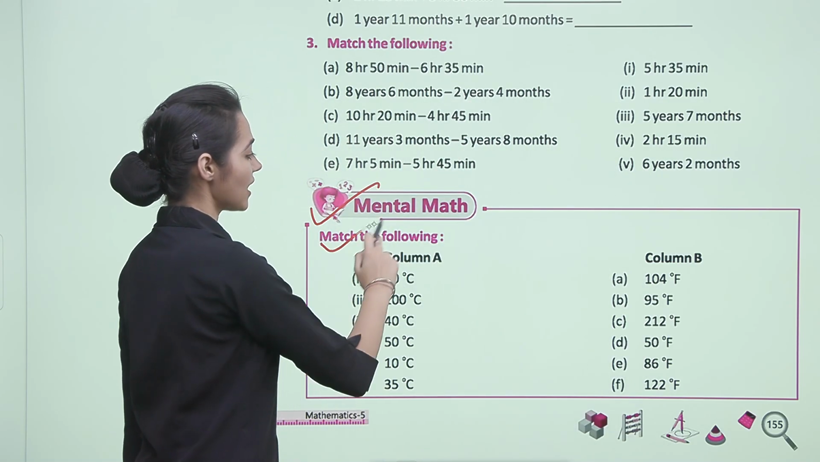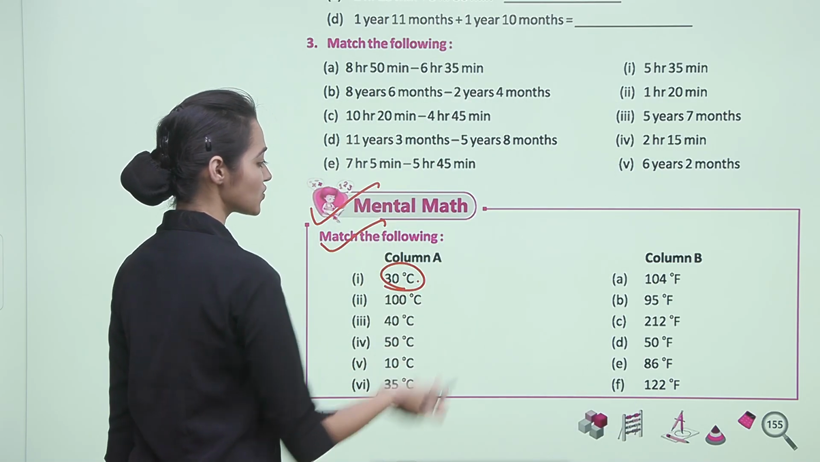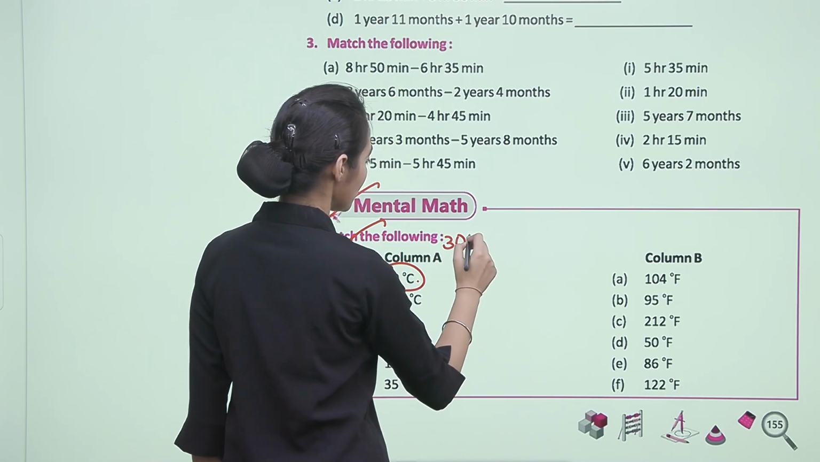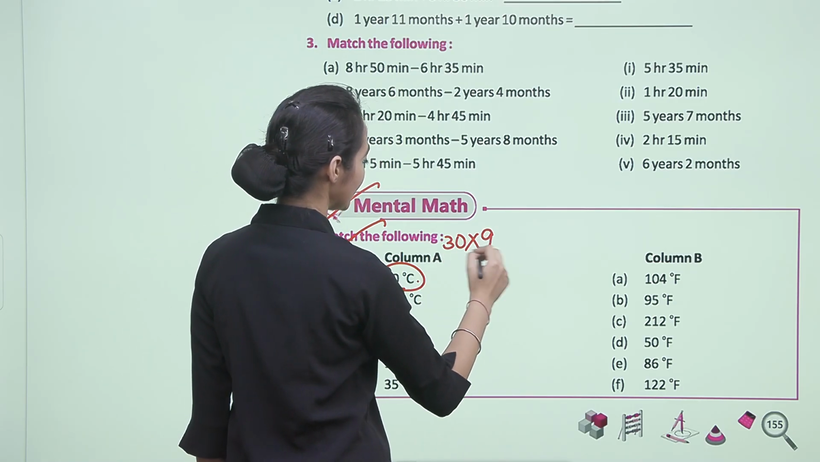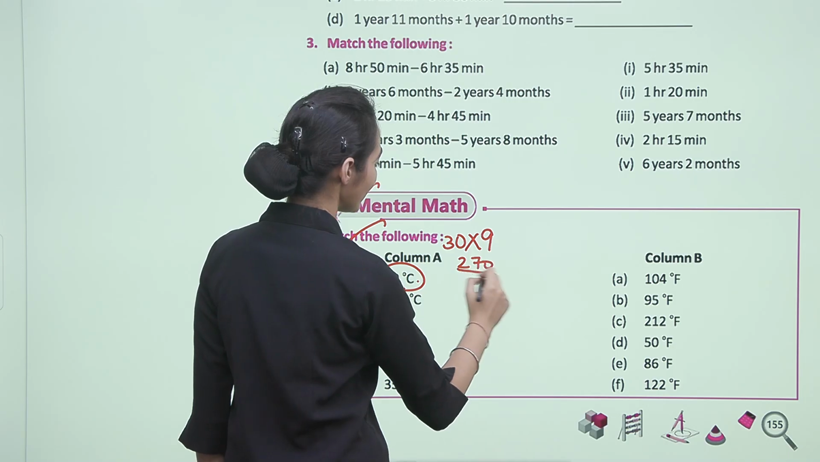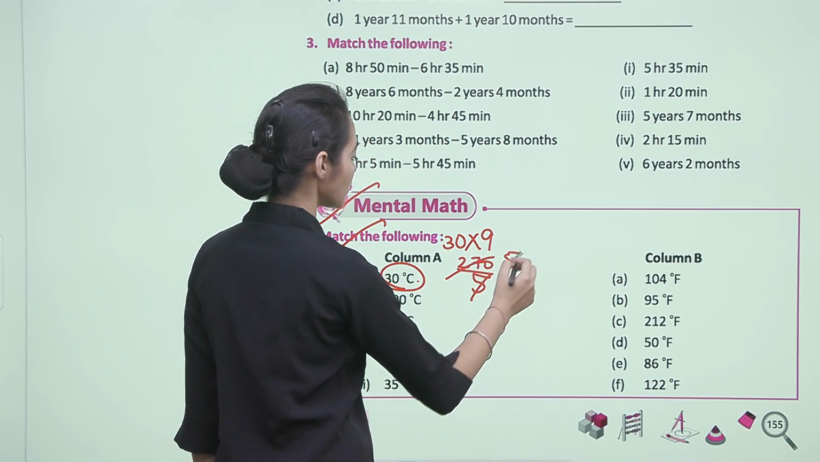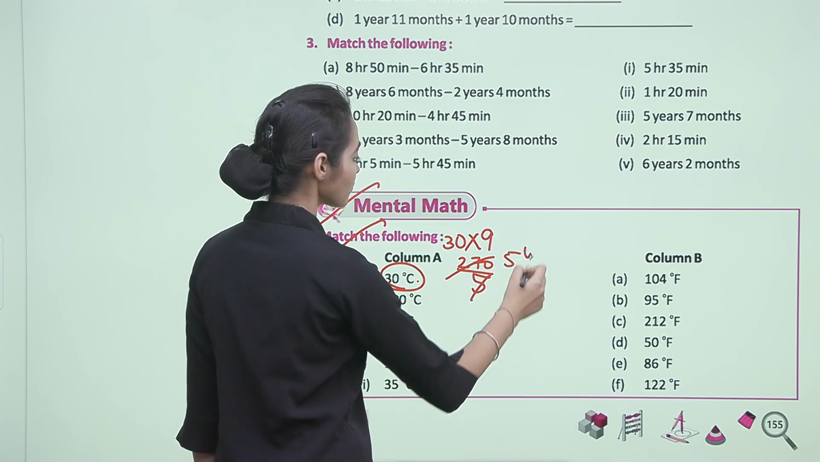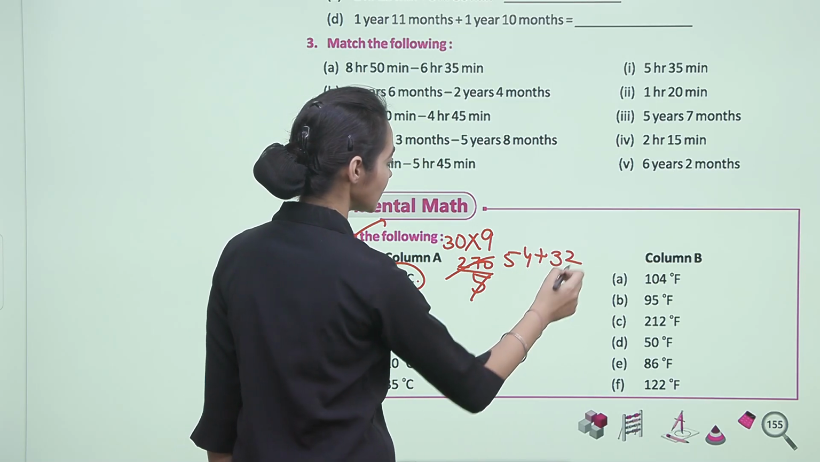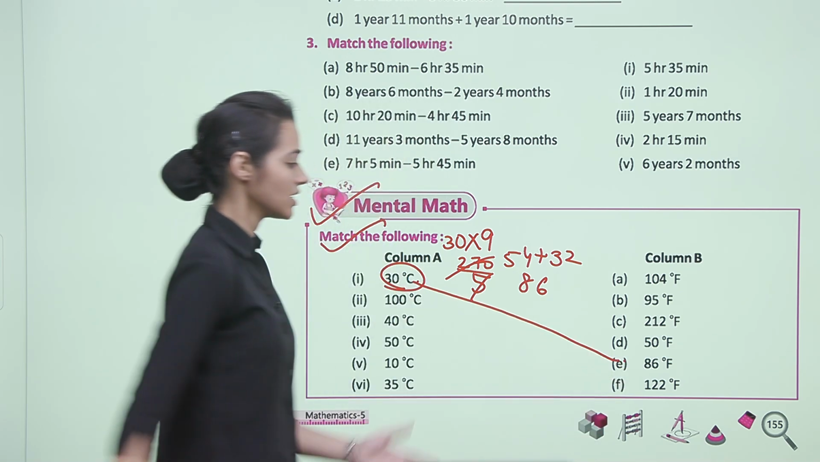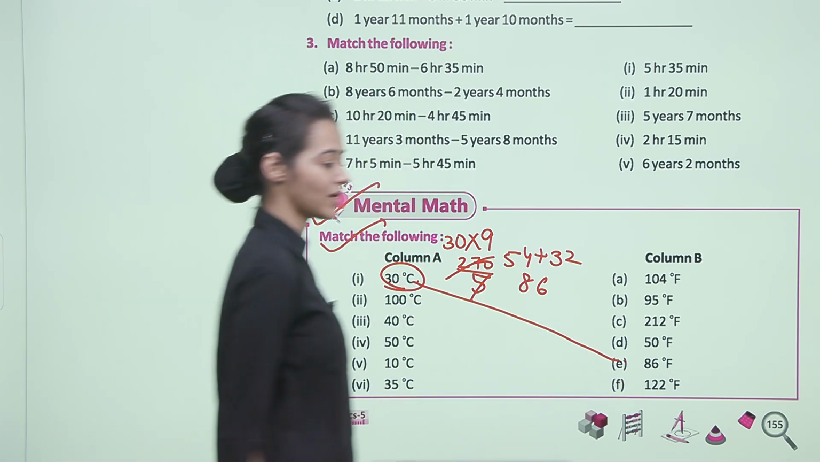Let's look at mental maths. We have to match the following: 30 degrees Celsius is how many degrees Fahrenheit? So 30 multiplied by 9 is 270, divided by 5: 5 fives are 25, and 5 fours are 20, so 54, plus 32, that becomes 86 degrees Fahrenheit. That's how we can solve the remaining part.